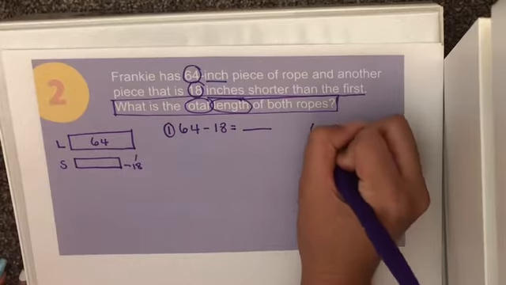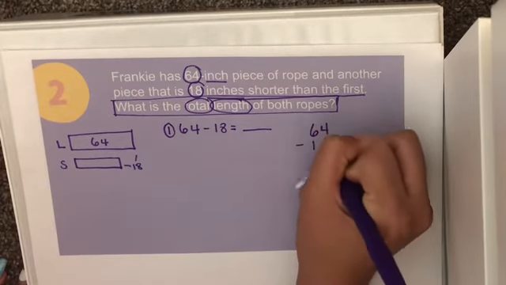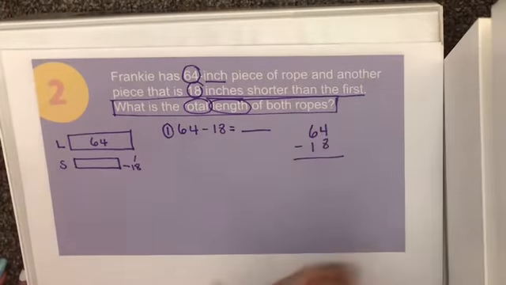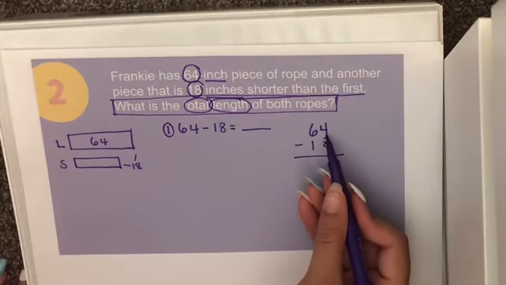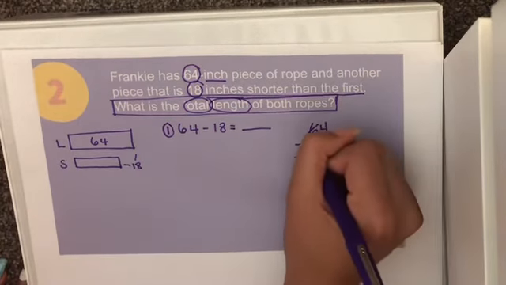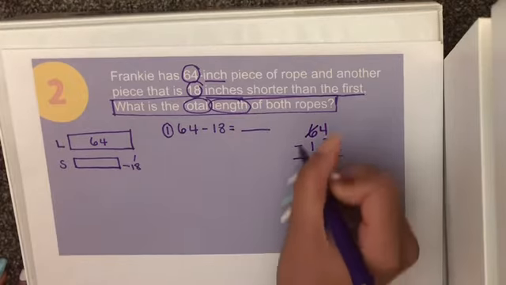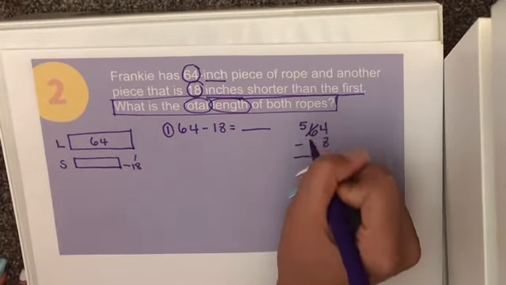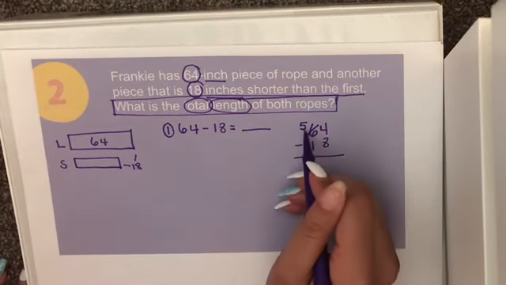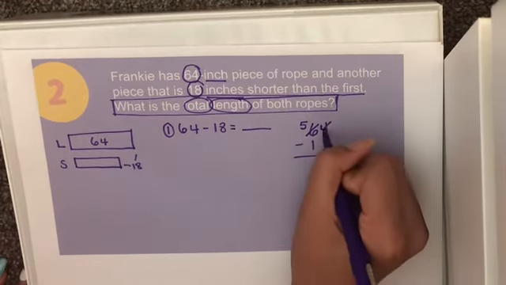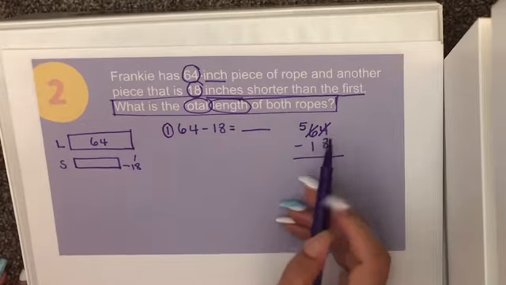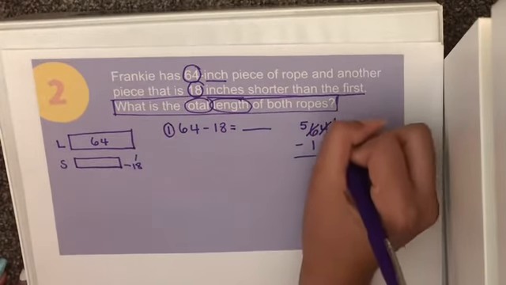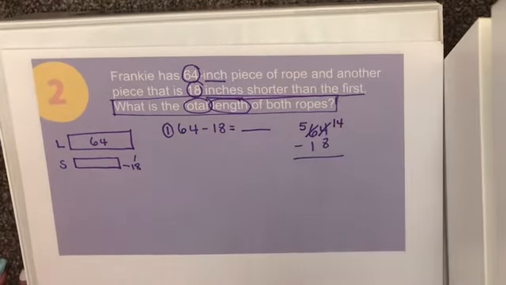Writing it in vertical form, 64 minus 18. I can't take 8 ones from 4 ones, so I'm going to go ahead and borrow from my 10s. If I borrow a 10 from my 6, that 6 becomes a 5. So then I have 5 10s left. And because I gave 10 ones to the ones place, this 4 becomes a 14.